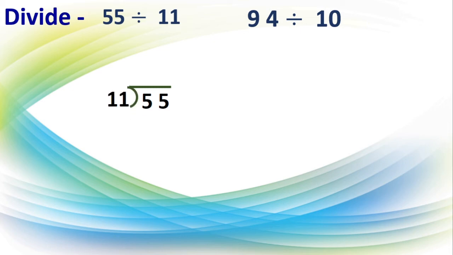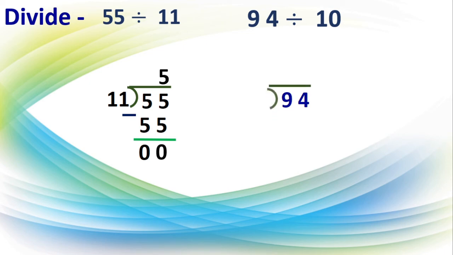55 divided by 11 and 94 divided by 10. We will go for 55 divided by 11. See, 11 5s are, isn't it? 55. This is a division method. 94 divided by 10, that is 10 9s are 90. Correct? Then 4 minus 0 is equal to 4. 9 minus 9 is equal to 0.